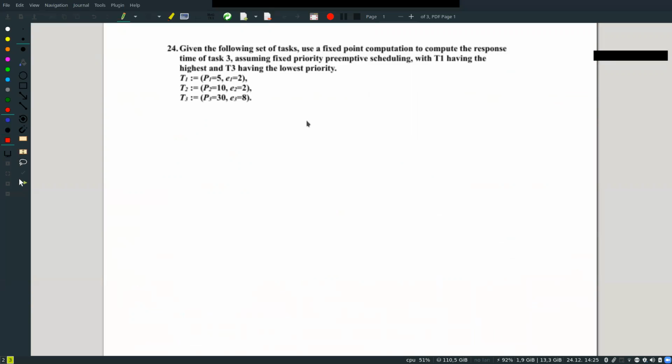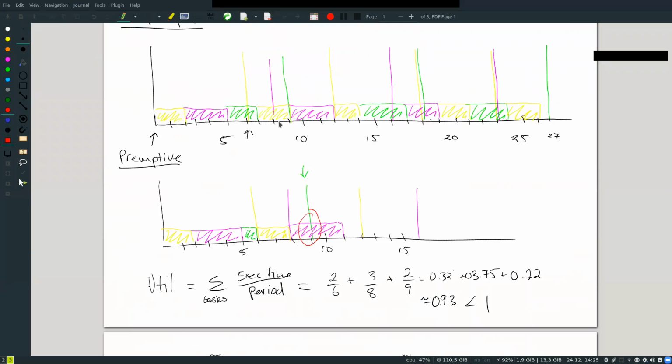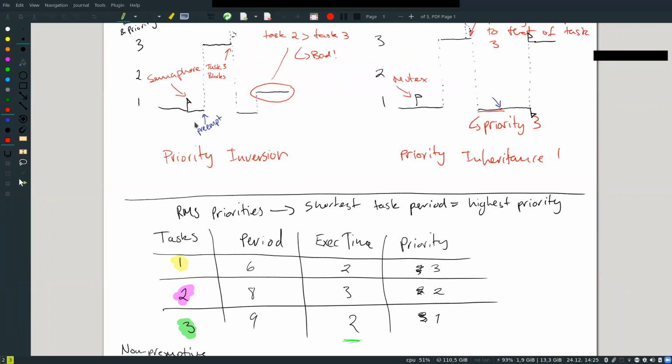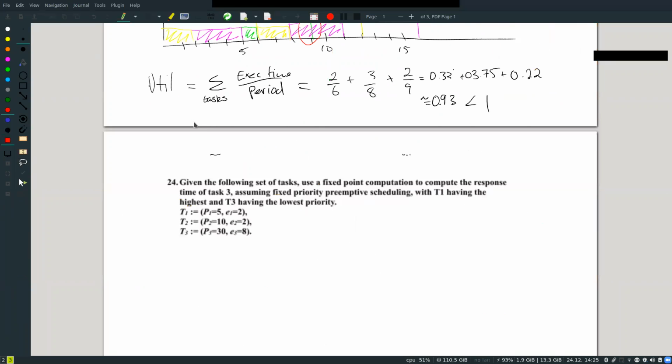So this is sort of where you would go with the next step. I think this next question is a better replacement for C, so we're going to ignore C. What you would normally do is, given your set of tasks, you would first check the utilization. If it's greater than 1, definitely not schedulable. Otherwise, maybe schedulable, so let's investigate further.